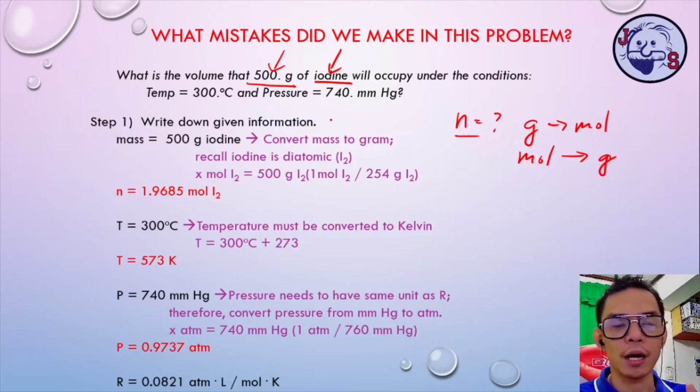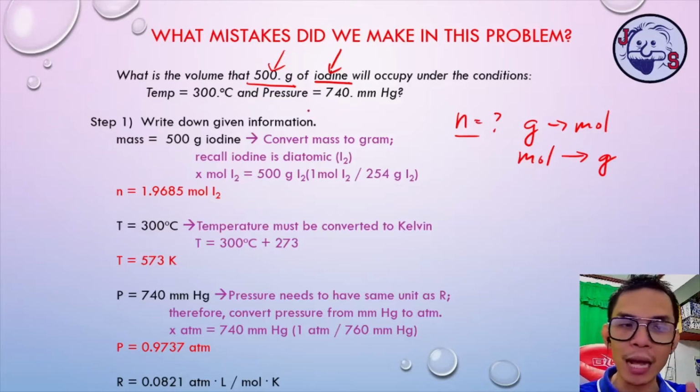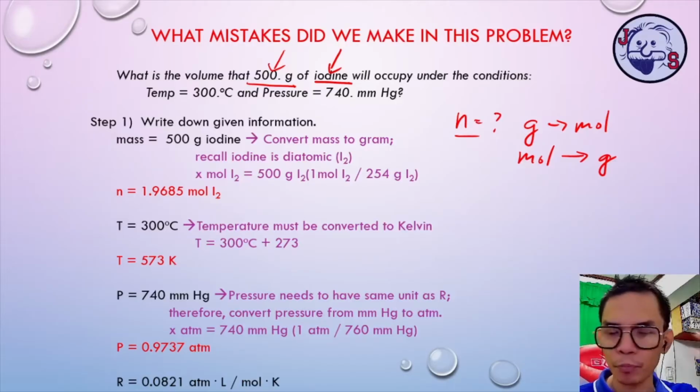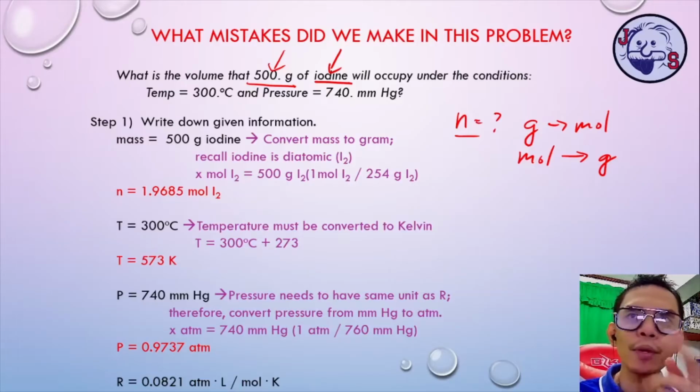All these elements in gas form exist in diatomic forms, except for the noble gases. The noble gases do not exist in diatomic forms, like helium, xenon, radon, argon, krypton, something like that. They do not exist in diatomic form. So what are we going to do here?